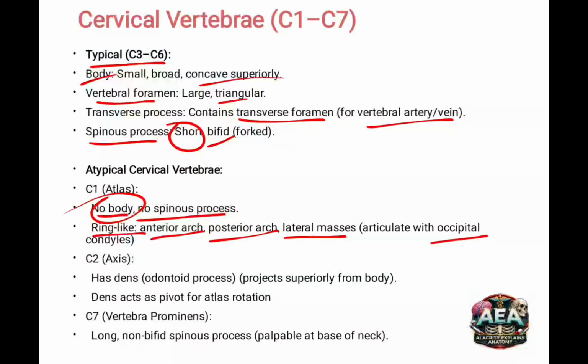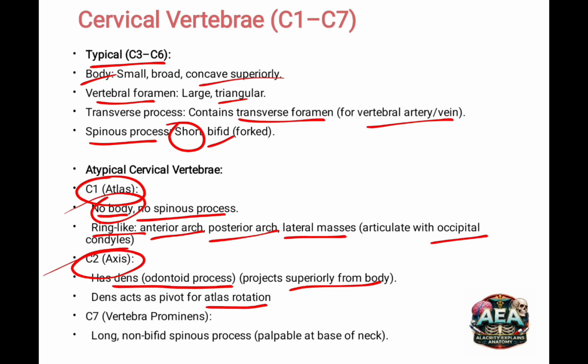We have C2. It has a dens called the odontoid process. You can call it dens, you can call it odontoid process. It projects superiorly from the body of C2, and the dens will act as a pivot for the atlas. You know, C1 is called the atlas, C2 is called the axis. Don't forget that.